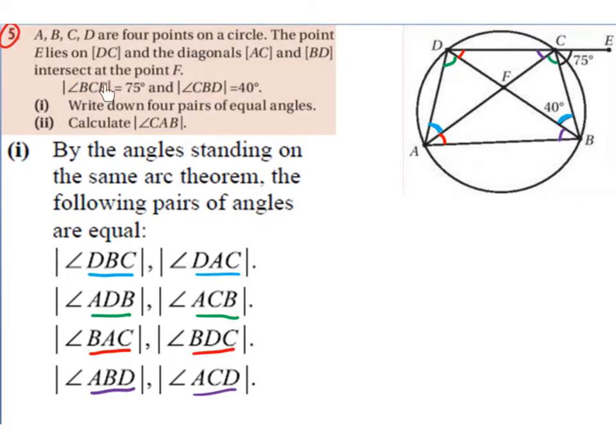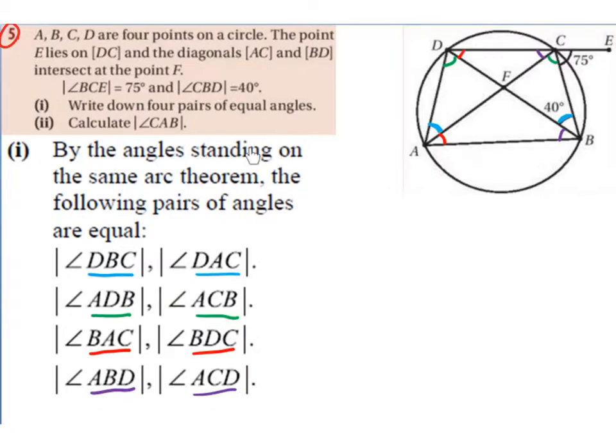The angle BCE is 75 degrees. So BCE is 75 degrees. And the angle CBD is 40 degrees. CBD is 40 degrees. Part 1. Write down 4 pairs of equal angles.